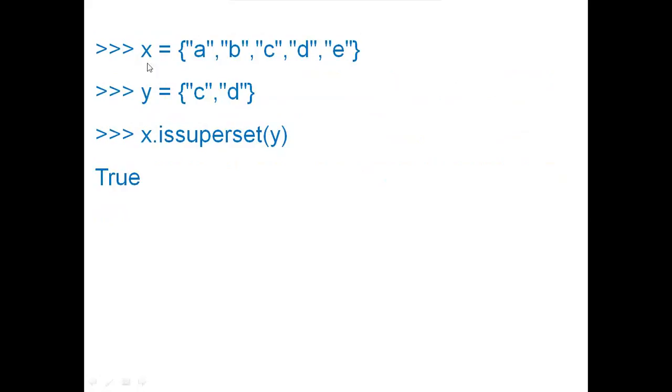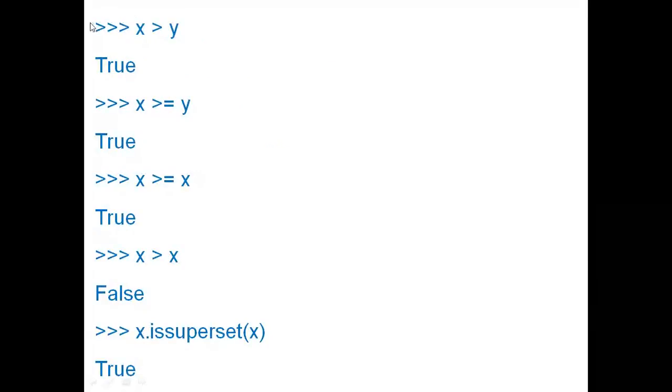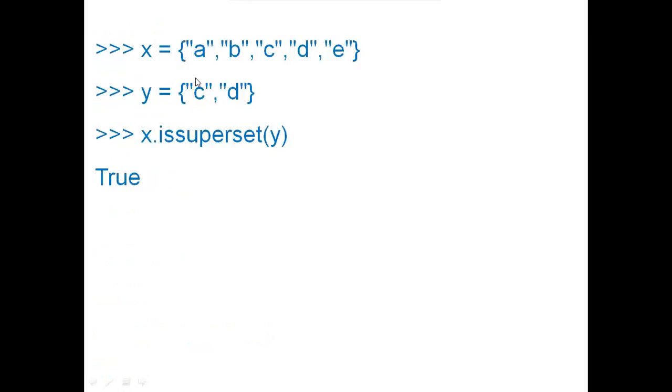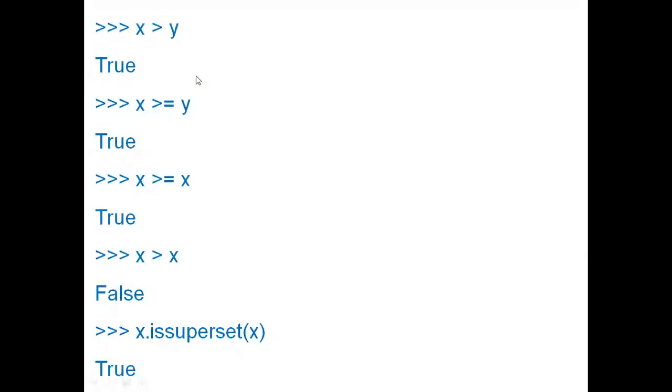So suppose I have X equal to 5 elements A, B, C, D, E, and Y equal to 2 elements C and D. X dot issuperset of Y checks whether X is a superset of Y. Yes, it is a superset because all the elements in Y are also elements of X. In addition, it has some more elements, so it is saying true. I am just checking X greater than Y. It is equal to checking superset, so it is saying true.